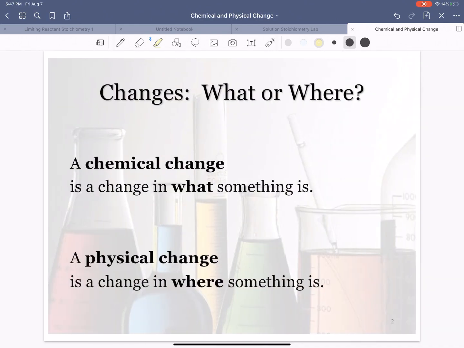In order to understand properties, we need to understand changes. A chemical change is a change in what something is. A physical change is a change in where something is. And so we can begin by considering just a common butane lighter.